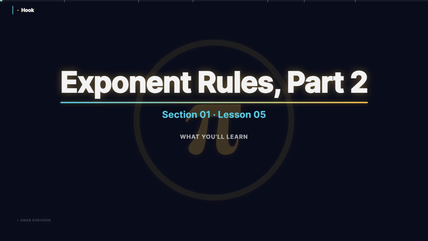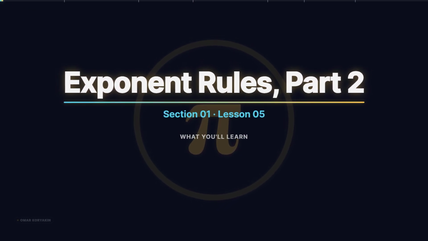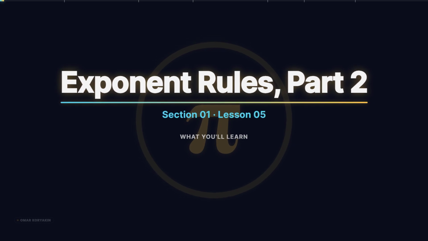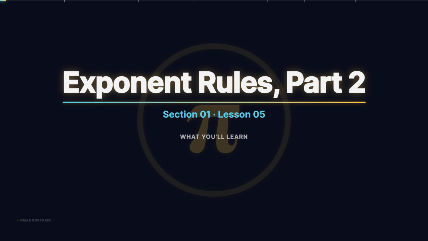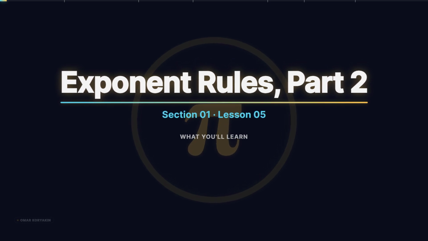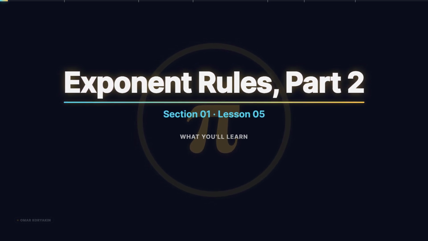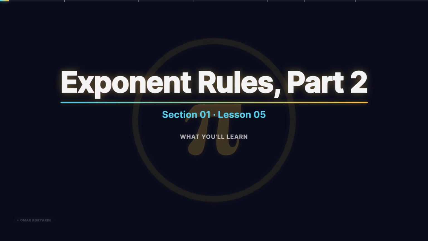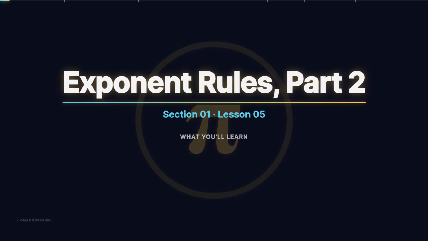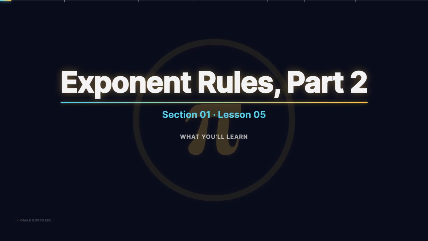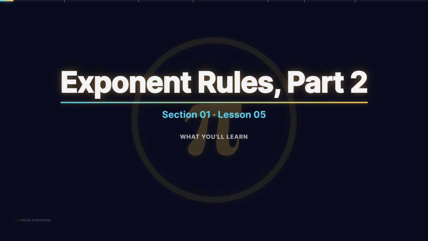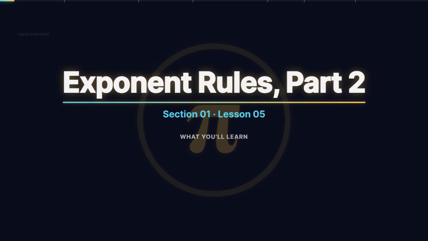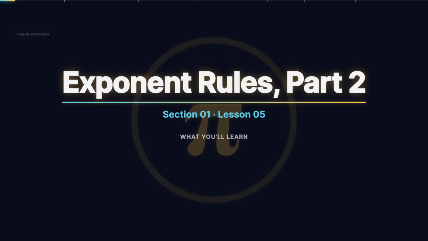Welcome to Section 1, Lesson 5. In the previous lesson, we covered the three multiplicative exponent rules, the ones that handle products and powers of products. Today, we round out the picture with the three remaining rules, the ones that handle division, the zero exponent, and negative exponents. By the end of this lesson, you will have all 6 exponent rules at your disposal, and any exponent expression you ever meet can be simplified to a clean form using only these 6 rules.